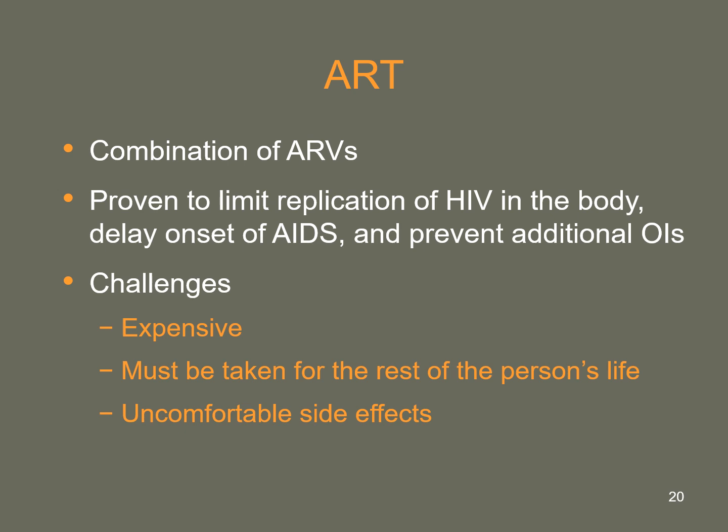Proven to limit replication of HIV in the body. So when one is taking ARVs, it reduces how HIV replicates or multiplies in the body. It reduces, meaning the viral load also reduces. It delays onset of AIDS and prevents additional opportunistic infections.